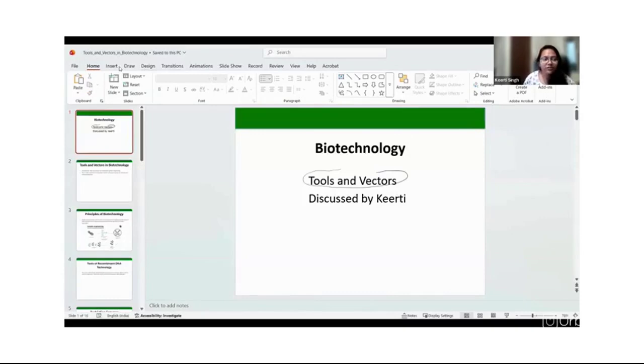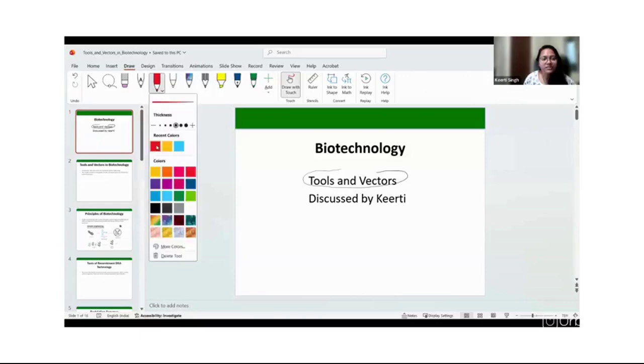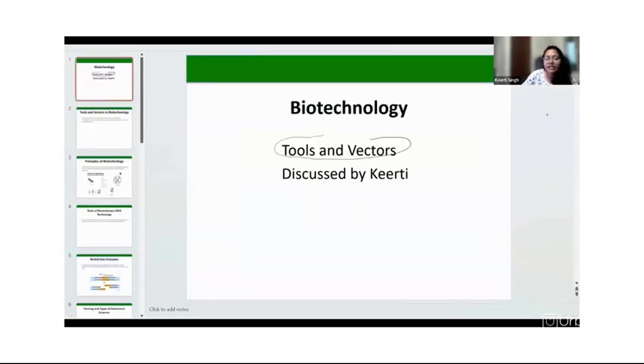So you already know that these tools and techniques all come under the chapter named biotechnology, right? Let's decode this title first.